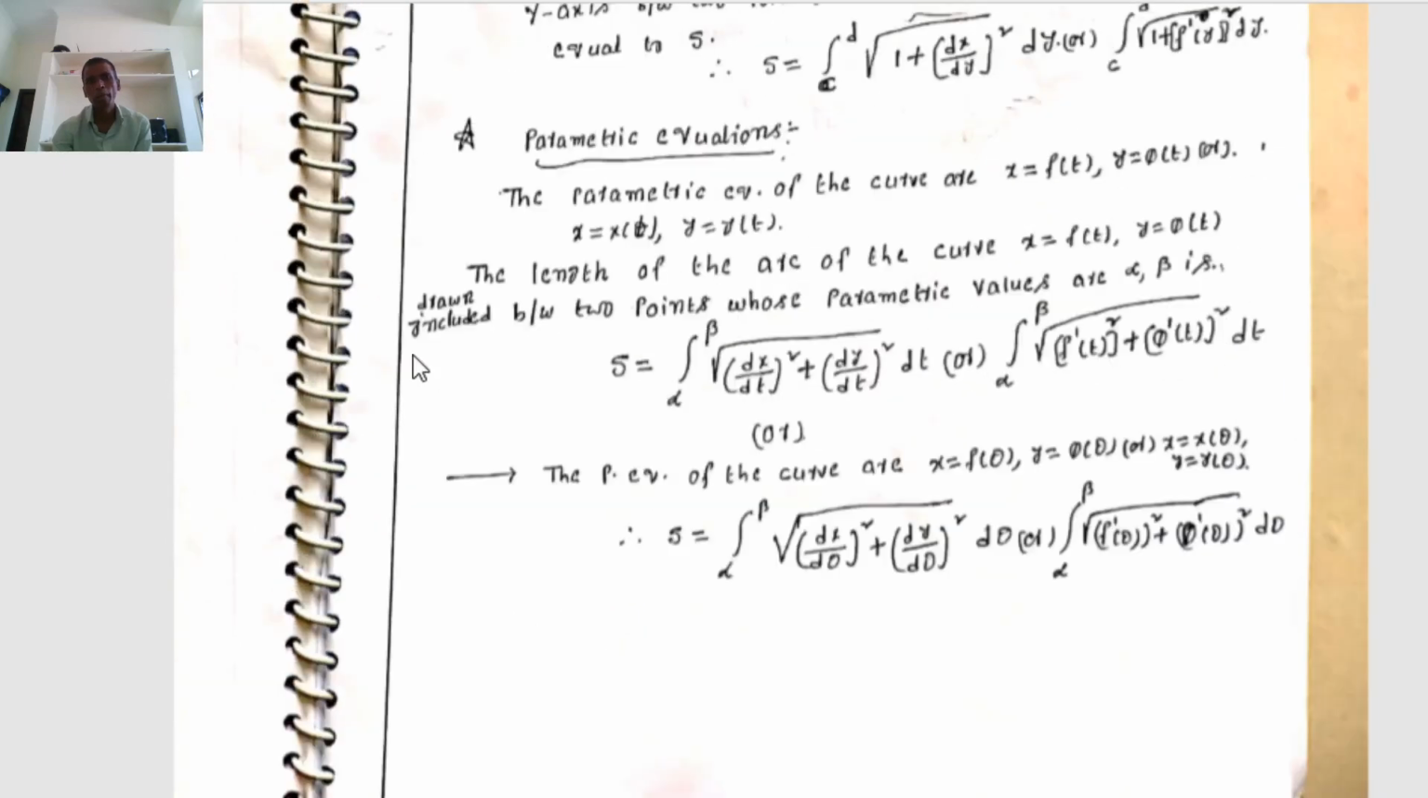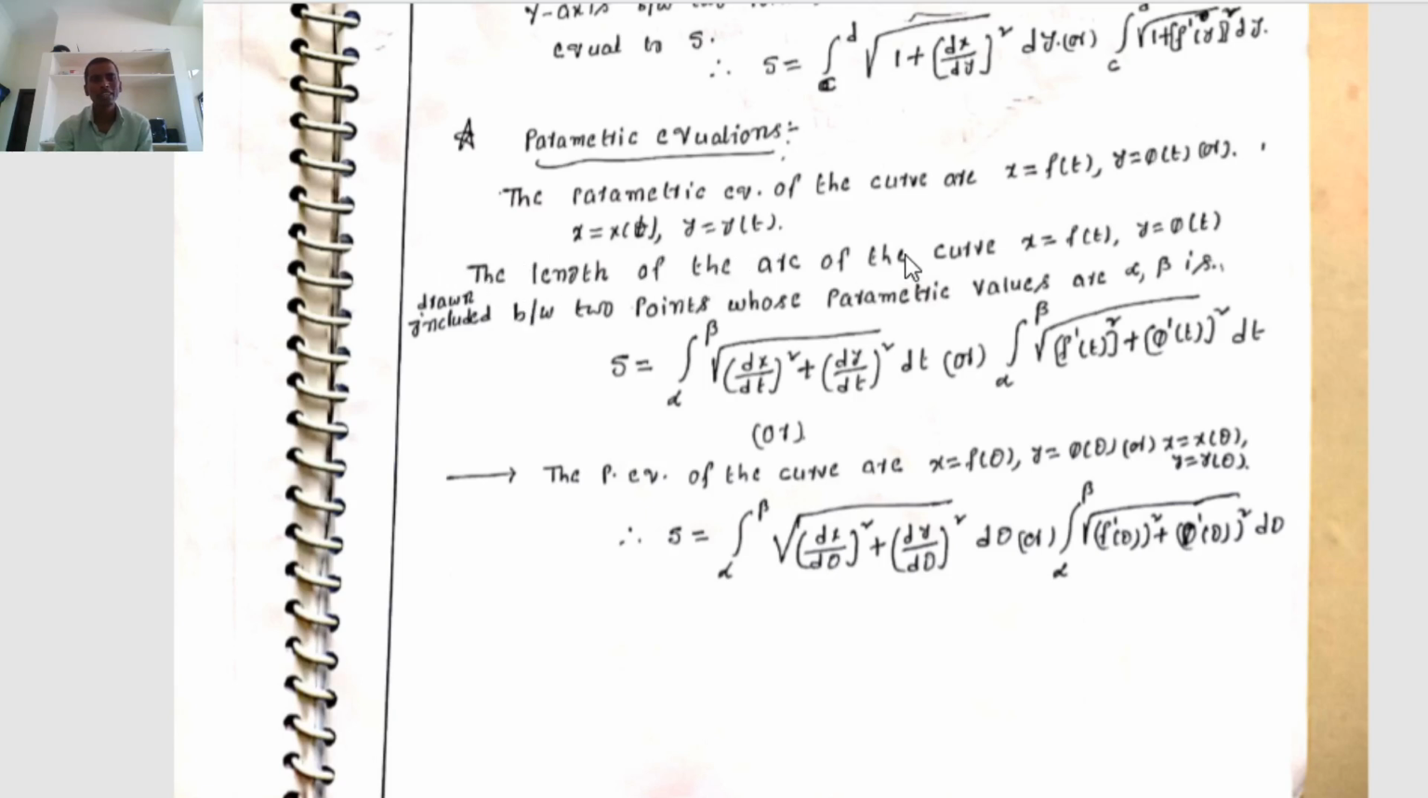Next one, parametric equation. The parametric equations of the curve are x equal to f of t or y equal to phi of t, or x equal to x of t or y equal to y of t. Sometimes phi 1 of t, phi 2 of t also. The parametric equations of the curve are x equal to f of t comma y equal to phi of t, or x equal to x of t comma y equal to y of t.